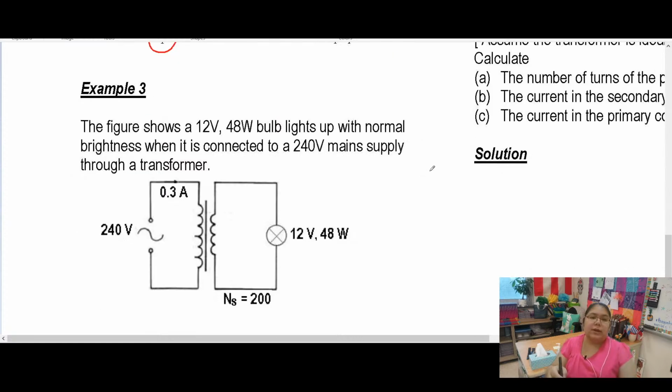Okay, let's try example 3. Let's see the info. The figure shows 12 volt, 48 watt. This one is the output. This one is Vs. This one is power. Later we're going to see whether you're using power or not. This one is Ns, they show Ns 200. This one they provide the current. This current is Ip, the primary current. This one is Vp. So this is the info they show you. Now we see what they want.